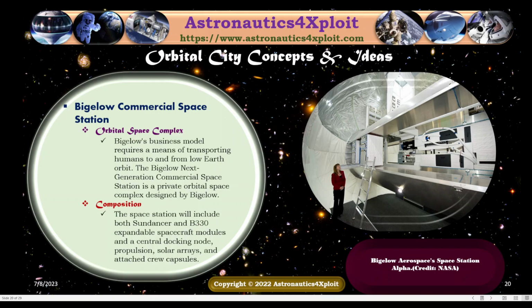Bigelow Commercial Space Station is another orbital city concept. Bigelow's business model requires a means of transporting humans to and from low Earth orbit. The Bigelow Next Generation Commercial Space Station is a private orbital space complex designed by Bigelow. The space station will include both Sundancer and B330 expandable spacecraft models. Bigelow Aerospace Space Station Alpha concept is shown in this picture.